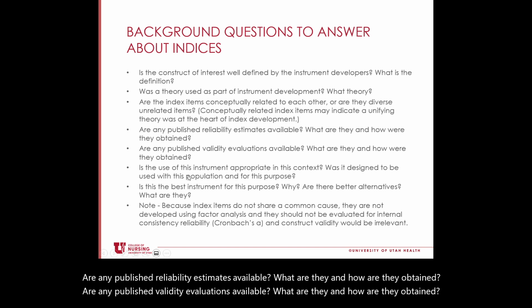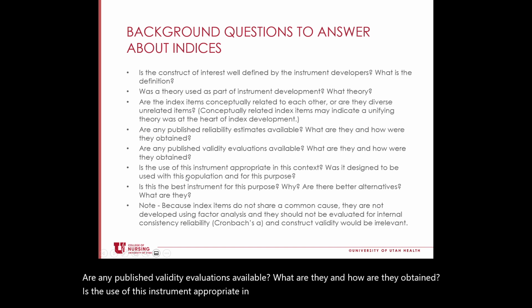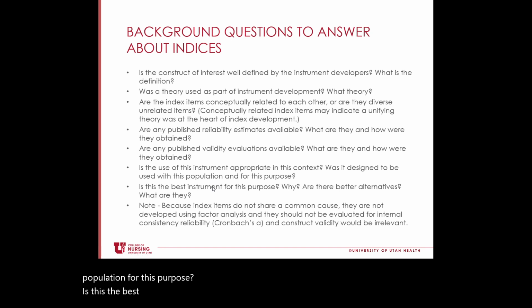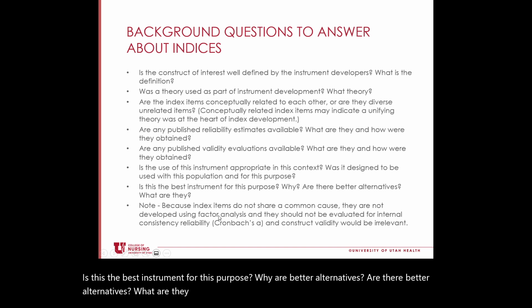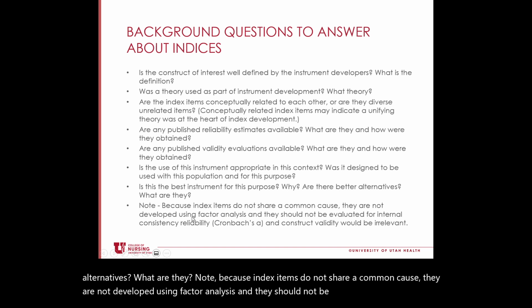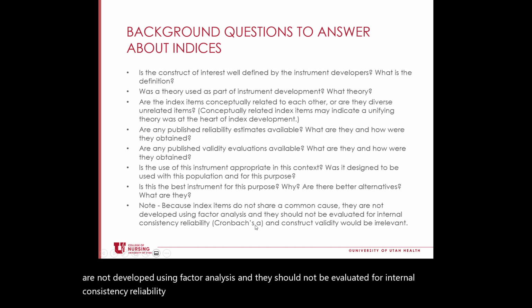Is the use of this instrument appropriate in this context? Was it designed to be used with this population for this purpose? Is this the best instrument for this purpose? Why? Are there better alternatives? What are they? Note, because index items do not share a common cause, they are not developed using factor analysis, and they should not be evaluated for internal consistency reliability. Cronbach's alpha and construct validity would be irrelevant.